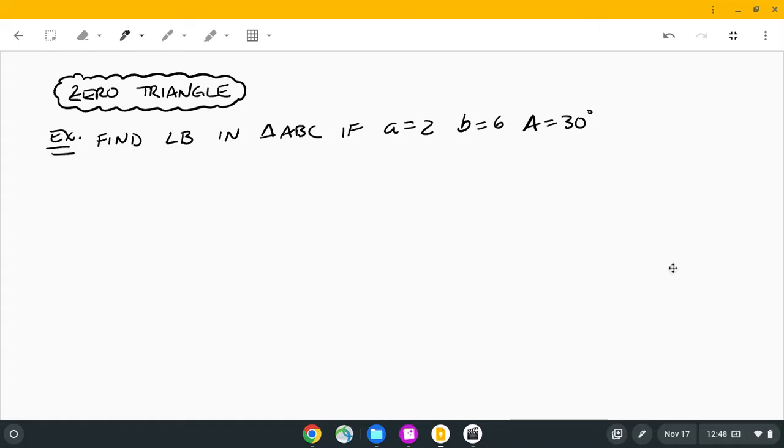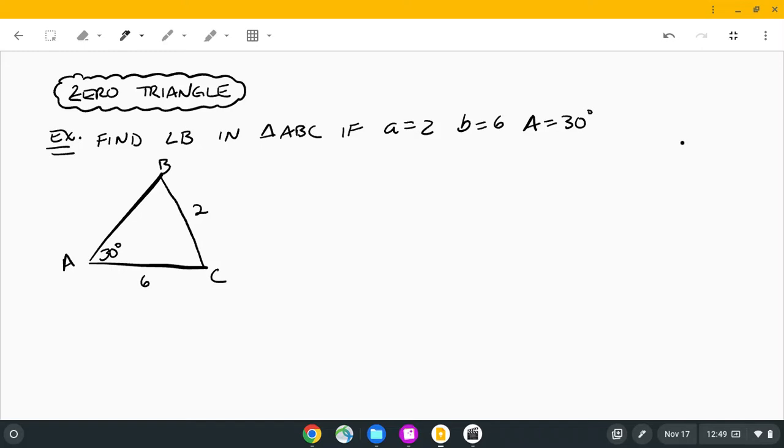All right, so let's go ahead and draw a triangle here. All right, so A, B, and C. Let's fill this in. So A is 30 degrees. That's the only angle we know. Little a is 2. Little b is 6. Okay, so this is all we know. And so here we want to find angle B, which is right up here.